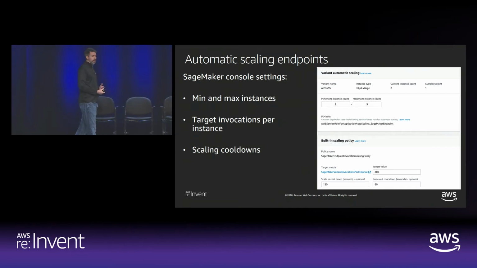You can also set scaling cooldowns. So this is the amount of time that will have to be above the threshold or below the threshold in order to add or remove instances. And this just prevents fluctuation if your traffic is highly volatile.